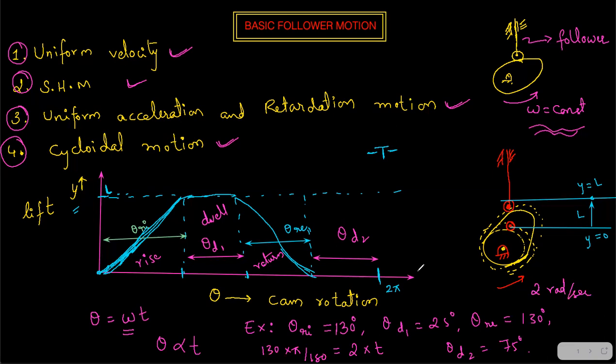So I'm calculating it right now for you. 30 into pi value divided by 180 into 2, right? So you got t is equal to 1.13 seconds. It means it took 1.13 seconds for the cam to rise.